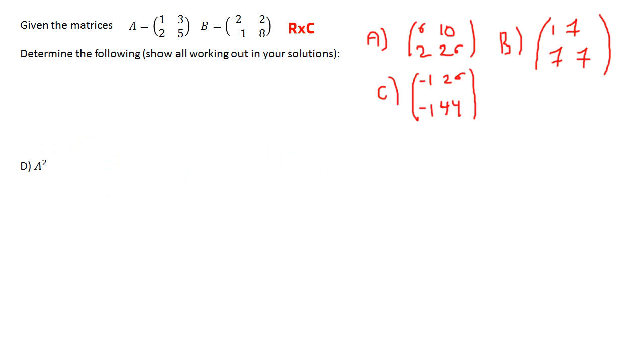Now part D, almost the same as part C, but now we are doing the square of A. If you do not know, this is A squared, which is the same as A times A. So essentially we're just multiplying A and A together. So 1, 3, 2, 5 times 1, 3, 2, 5.